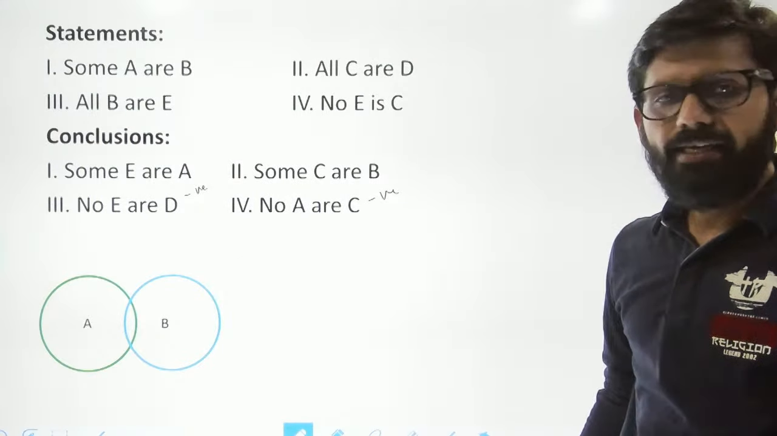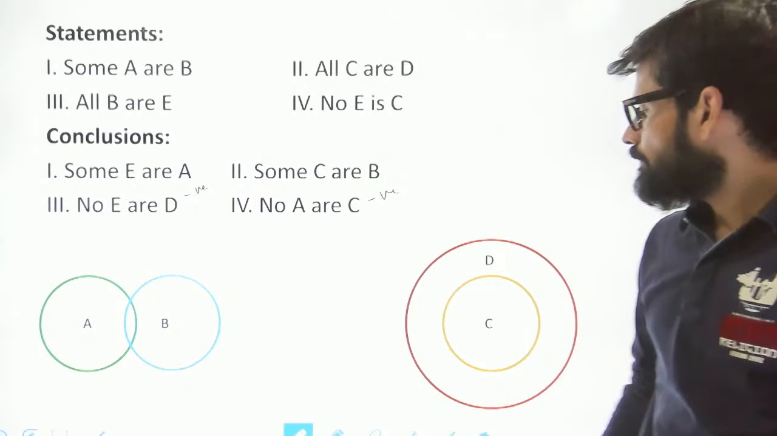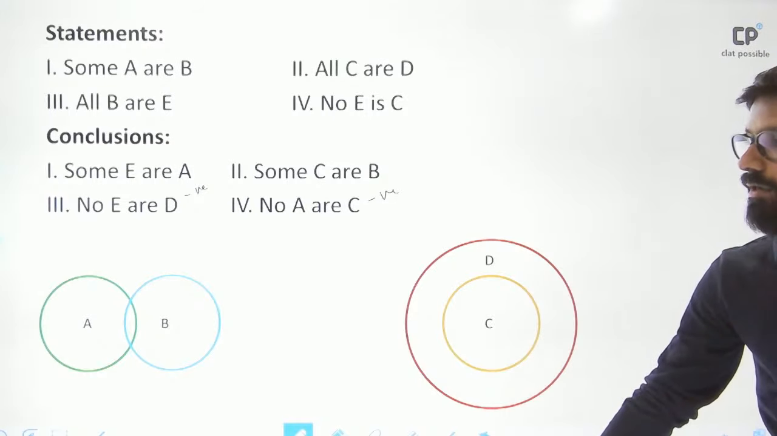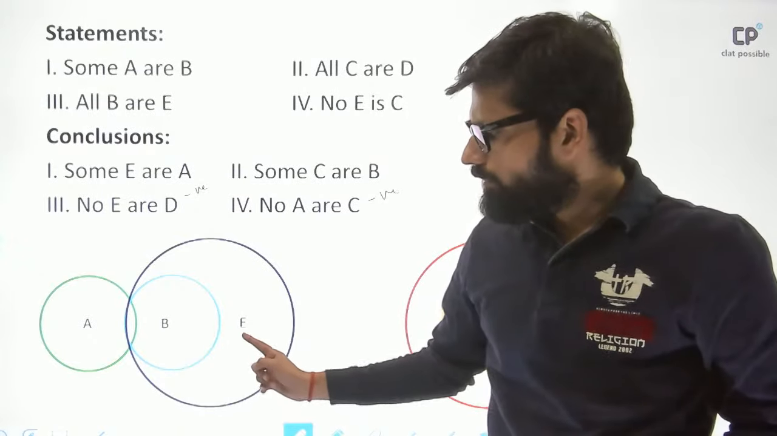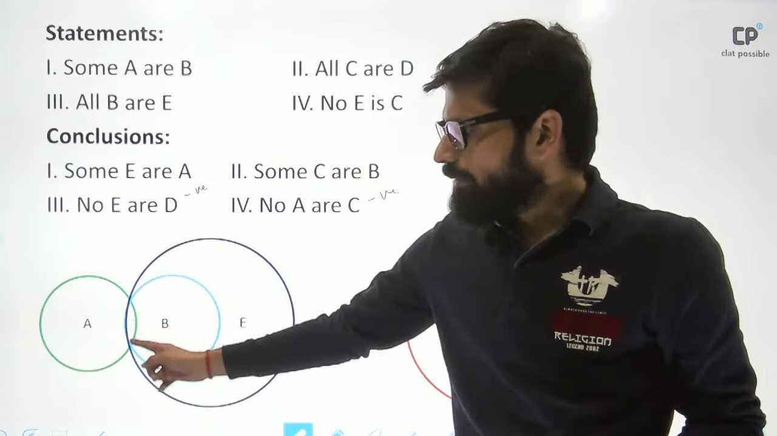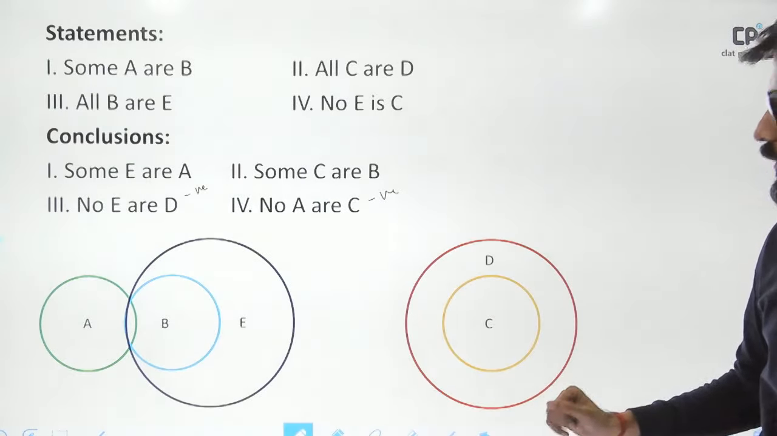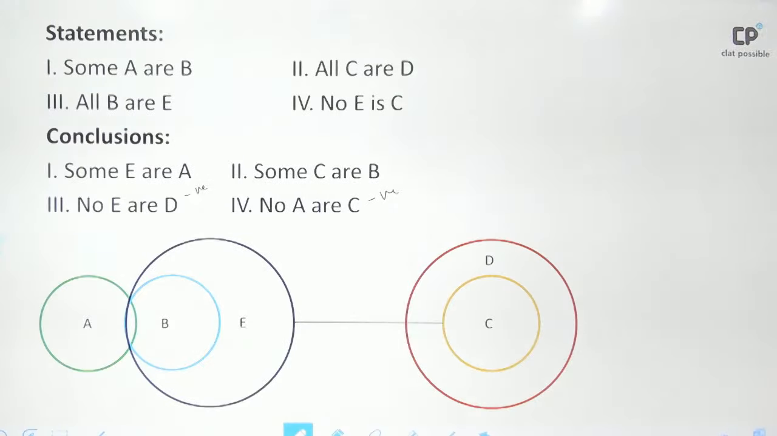Some A are B. We are drawing the minimum overlap diagram. All C are D. All B are E. Again, when we are drawing E over B, we make sure that E overlaps with B when it enters A, right? And then no E is C. No E is C, right?